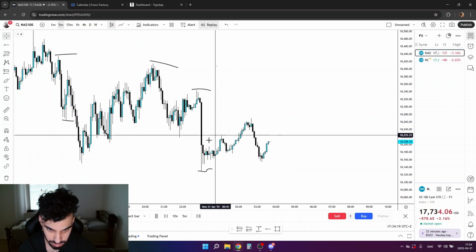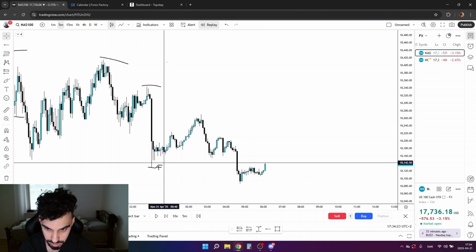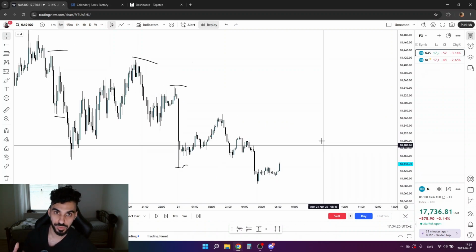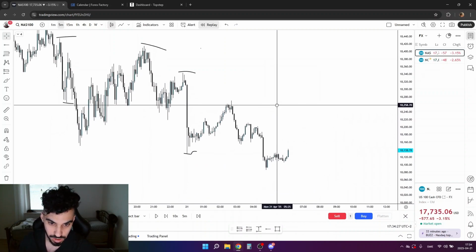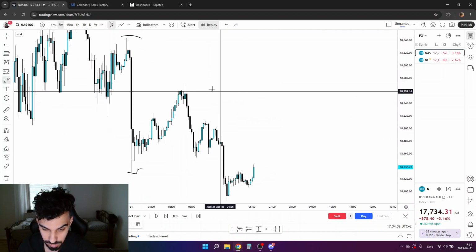We just took liquidity here again. We have liquidity here, liquidity there. See, we just took out liquidity here. So you guys get the point. You see, price is always pushing towards liquidity. Price is always doing that. You will always find that.